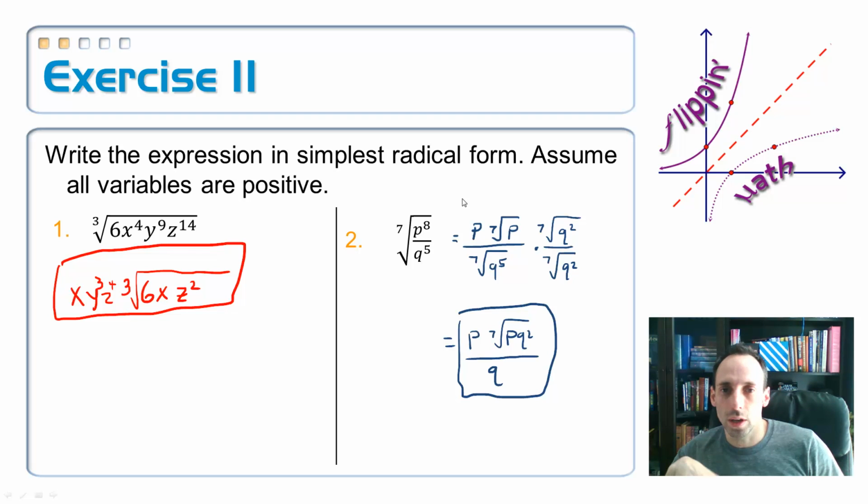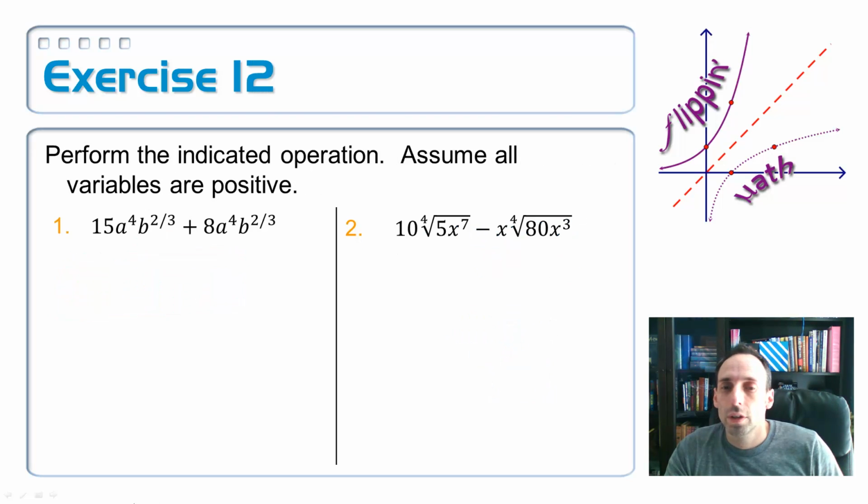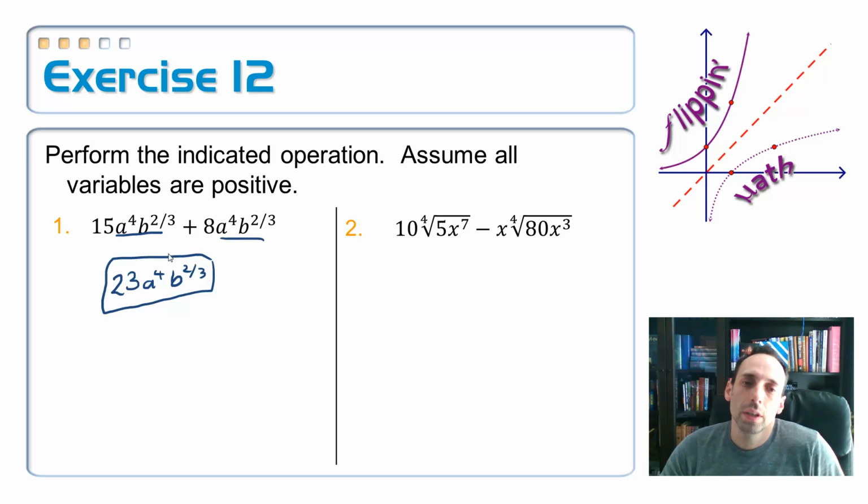Okay, so one more exercise that comes in 2 parts, and then we'll just end it there. So again, just some operations. Assume all of these variables are positive, just for simplicity's sake. This one is very simple, because look, that is the same as this. It's essentially like terms. So just add up your like terms and you get 23 of these things. 23, a to the 4th, b to the 2/3. And you don't do anything else with it. That's it. It's done.